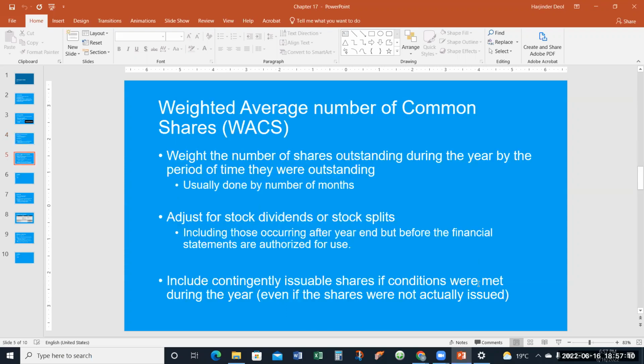Then secondly, for the weighted average number of common shares, or WACS, some people call it WASO as well, weighted average shares outstanding. So you'll come across different terminology. What we do here is we want to weight the number of common shares that were outstanding for the year. And if you had any kind of transactions like buying back of shares or issuance of new shares that occurred during the year, we have to weight them by the fraction of the year that the particular transaction was outstanding.